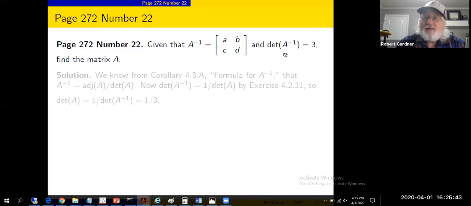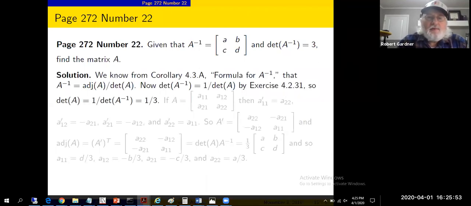Now, they haven't given us the determinant of A. They've given us the determinant of A inverse, close enough, if you'll recall some of the things we know about determinants of inverses of matrices. But let's use what we know. What we know is A inverse is the adjoint of A times 1 over the determinant of A. Well, the determinant of A inverse is 1 over the determinant of A. We said this in the notes.